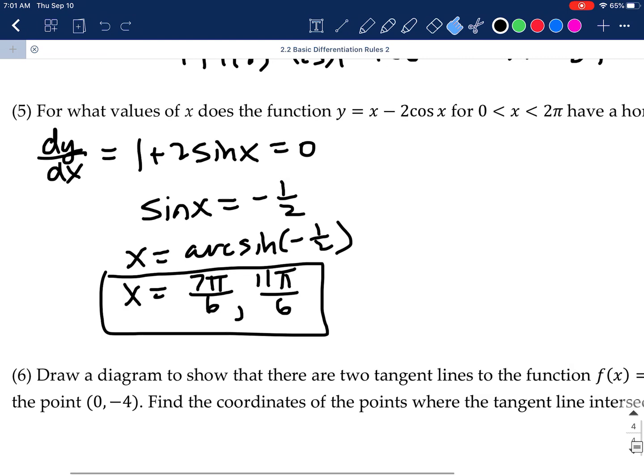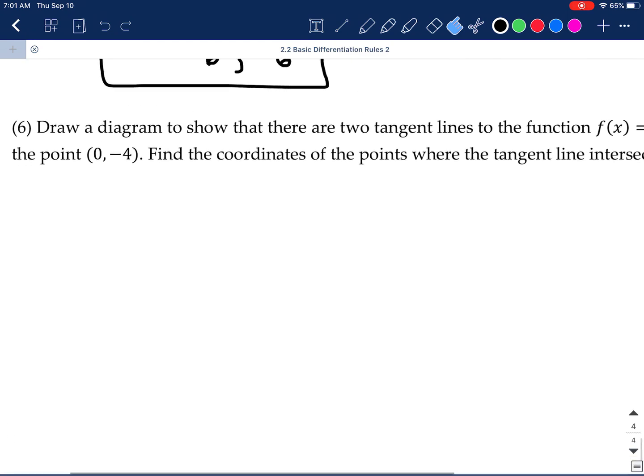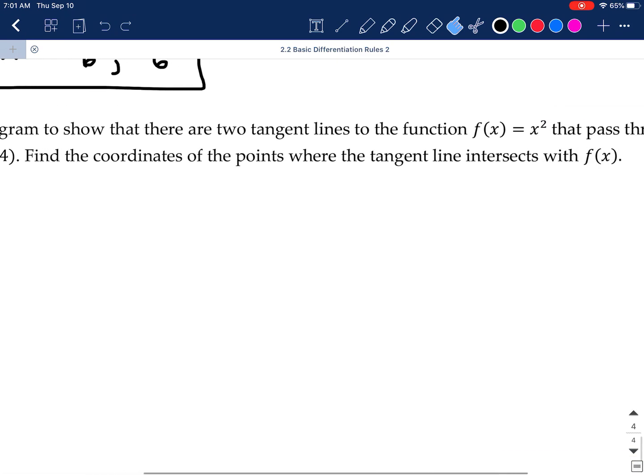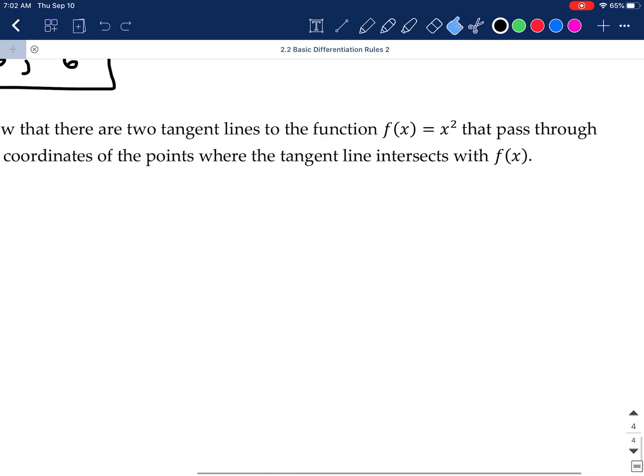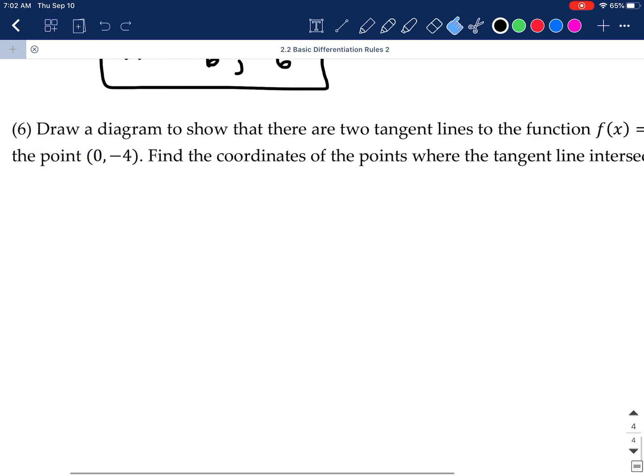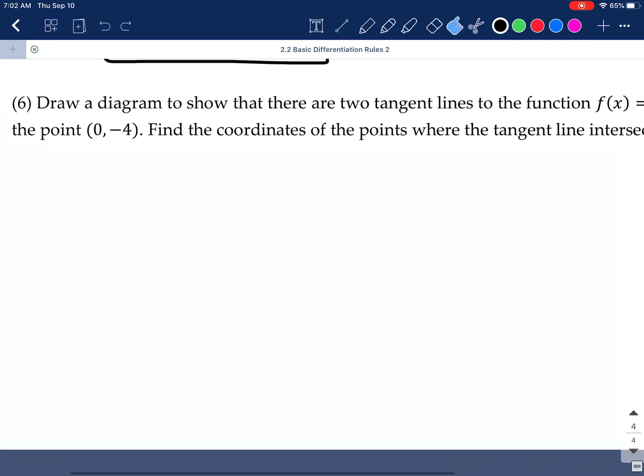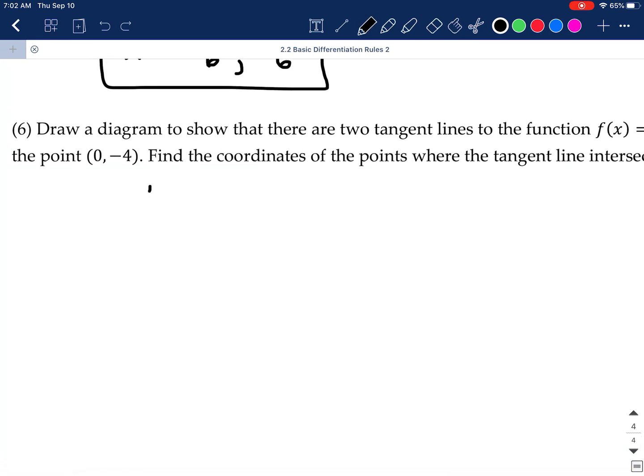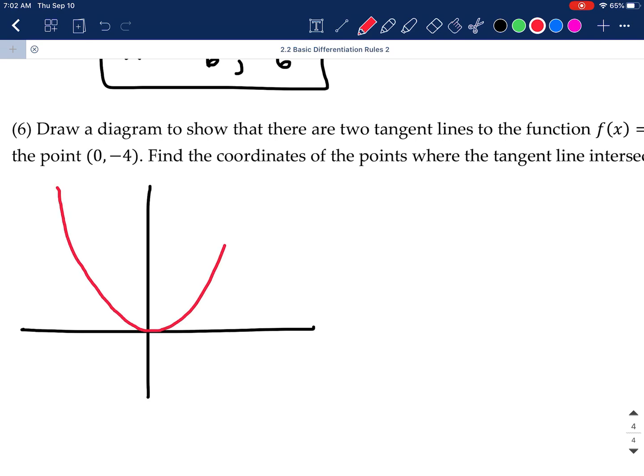All right. So then for number 6, it says draw a diagram to show that there are two tangent lines to the function y equals x squared that will pass through the coordinate 0, negative 4. So let's go ahead and sketch a little rough graph here. There's y equals x squared, 0, negative 4. It's going to be somewhere down here, so this looks pretty obvious.